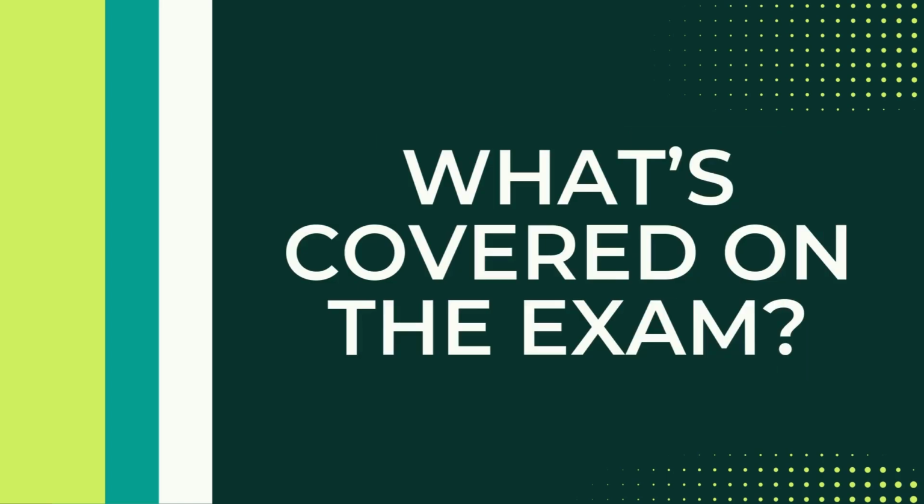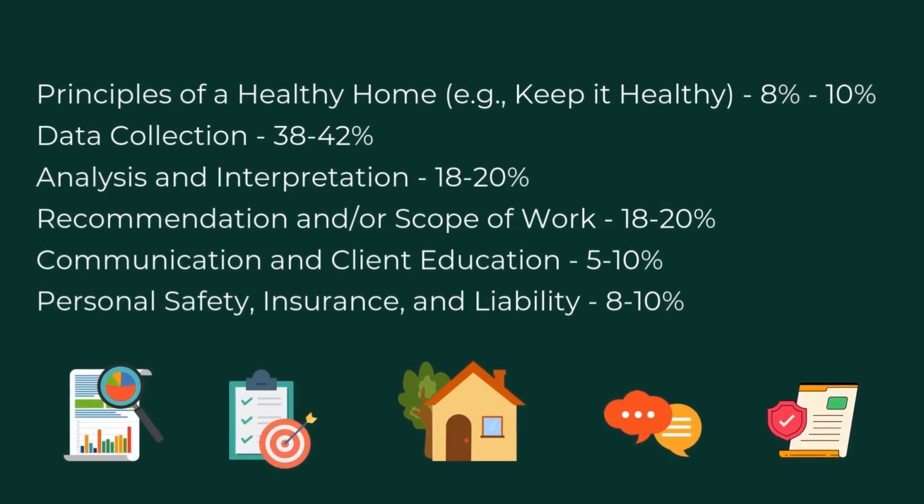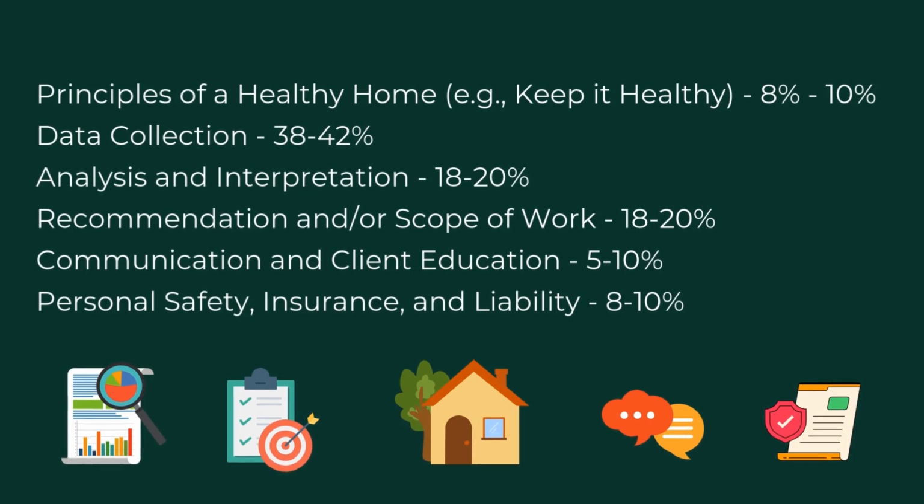Now let's talk about what's going to be covered on this exam. You can find a full list of functions and tasks if you go check out the BPI Healthy Home Evaluator STEAM Handbook. Right now, let's talk about a high-level exam blueprint. We can see here principles of a healthy home, data collection, analysis and interpretation, recommendation and/or scope of work, communication and client education, and then the last big section is personal safety, insurance, and liability.